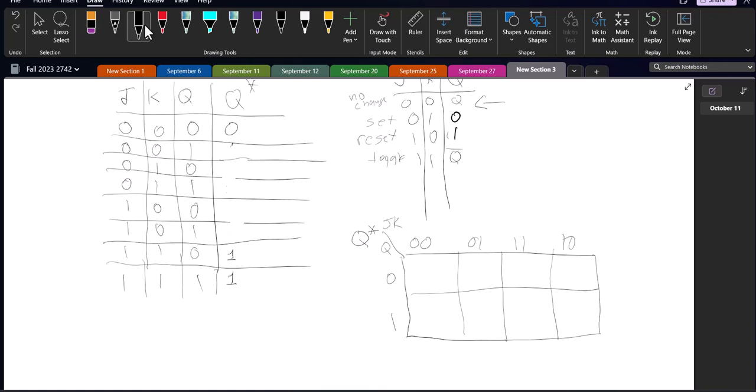Okay. So 01 is 0, and 10 is 1. Okay, so now I'm going to fill in my Karnaugh map everywhere where I have a 1. I'll put a 1 in my Karnaugh map. So JK00 and Q1, so that's right here. And JK10, I have 1s for both of those. And JK11, I have 1s for both of those.